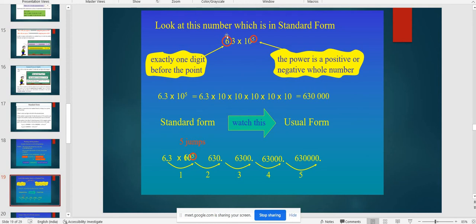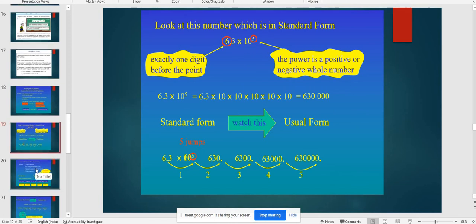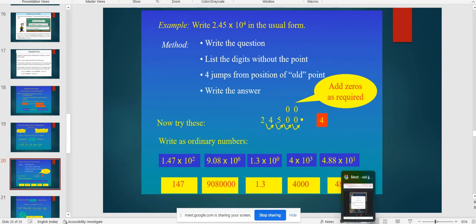Now look at this number, which is in standard form: 6.3 into 10 to the power 5. Exactly one digit before the point, only one digit. The power is a positive or negative whole number. Here either positive you will get or negative you will get, right? Okay, understood? I hope you understood.